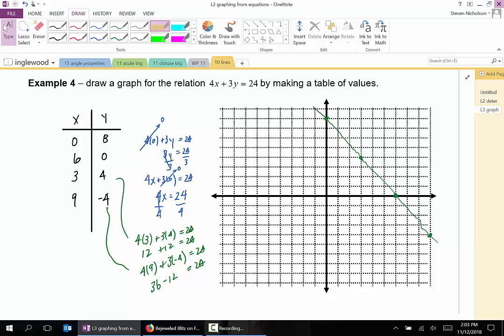So again, key ideas today. If I give you a relation, an equation, you make a table. That's grade 8 and 9 math, and with a little extra practice, we'll all be pros.